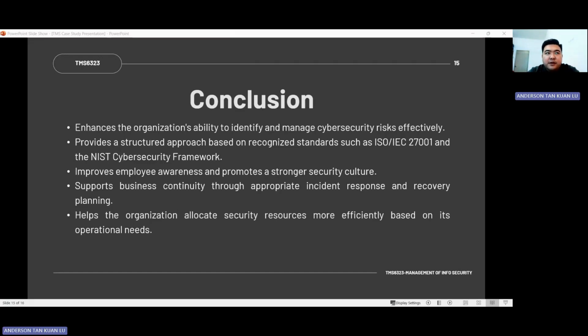Ultimately, effective security management is not only about following standards, but also about tailoring them to the organization's specific needs. By focusing on adaptation rather than blind adoption, organizations can improve their cyber resilience and better respond to evolving threats.